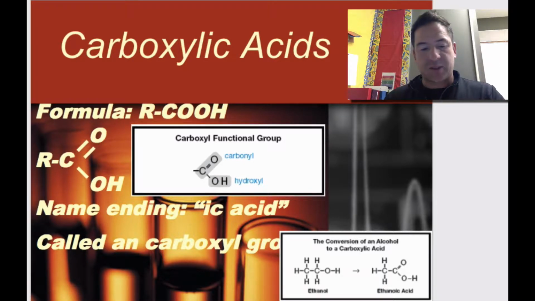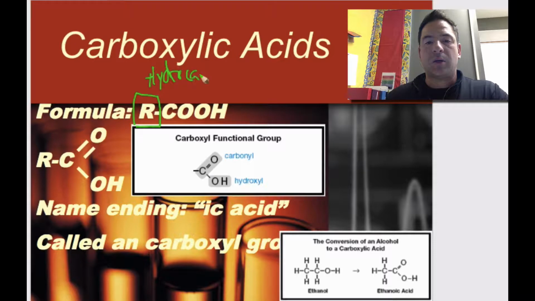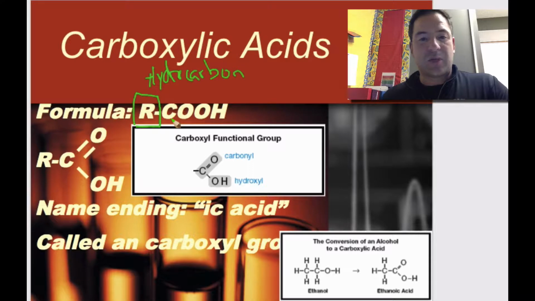So the first thing that I want to mention is the formula is an R, and remember, as in all of our series of videos, this R is representing a hydrocarbon, and a hydrocarbon is exactly how it sounds. It's some carbons with some hydrogen bonded to it, okay? But then here is our carboxyl group. So we're going to have a carbon, an oxygen which is double bonded, and a hydroxyl, okay? So this is called a carboxyl group.